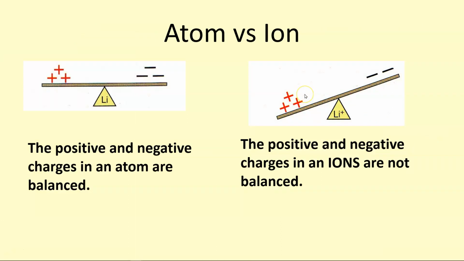Difference between atoms and ions. For example, a lithium atom has the same amount of positive protons as negative electrons, so it is neutral and has no overall charge. Whereas a lithium ion has lost an electron, so now it's only got 2 electrons compared to 3 positive protons, so overall it will have a charge of +1.